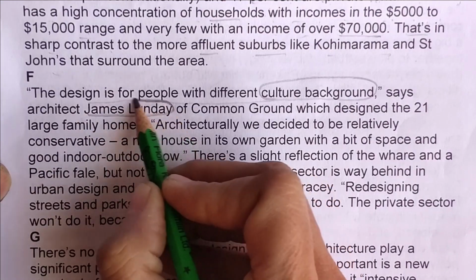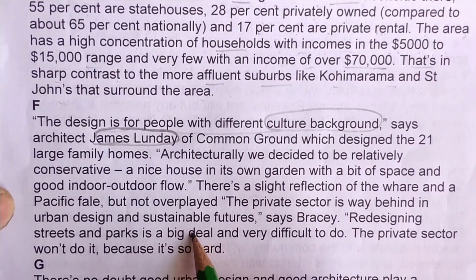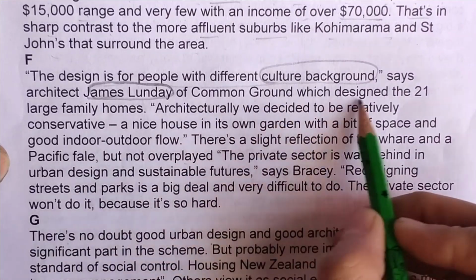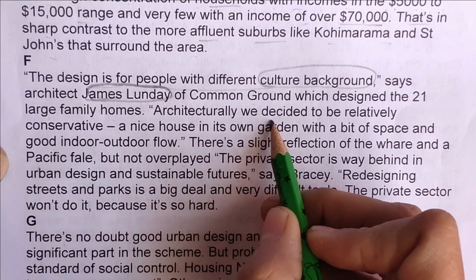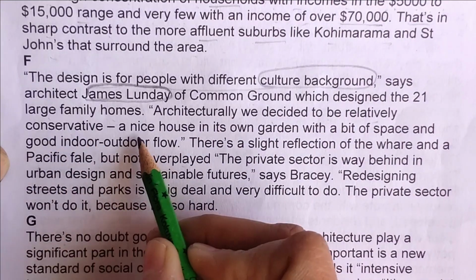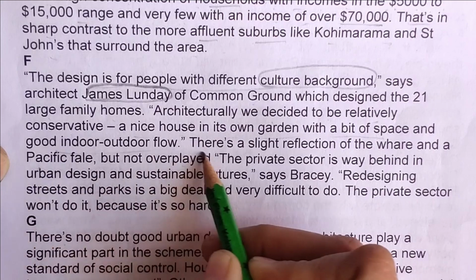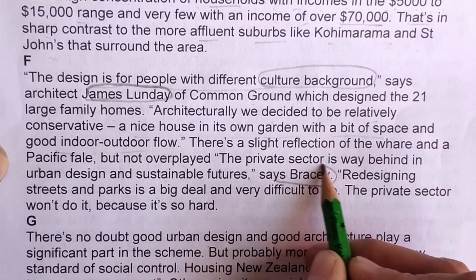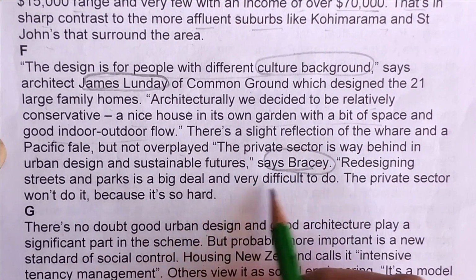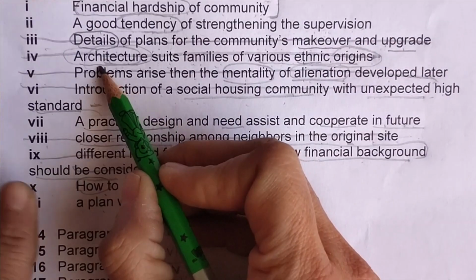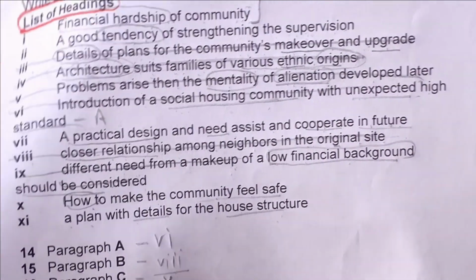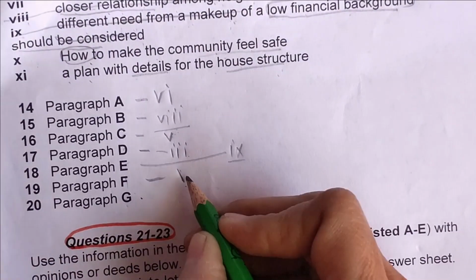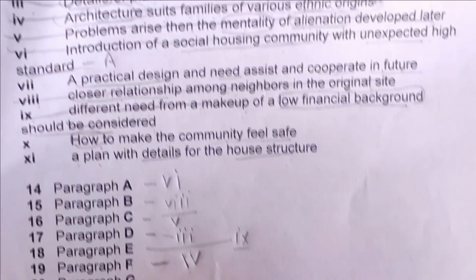Says this person name is there. Okay, which designed 21 large family homes, architecturally decided to be relatively conservative, a nice home, so a bit of space. Okay, same, this person name is again there, so we are just doing it. So definitely I will be putting 4th number with this F paragraph. Okay, you can see 4th number. Now 5th, G number is left. Let's read the G number.